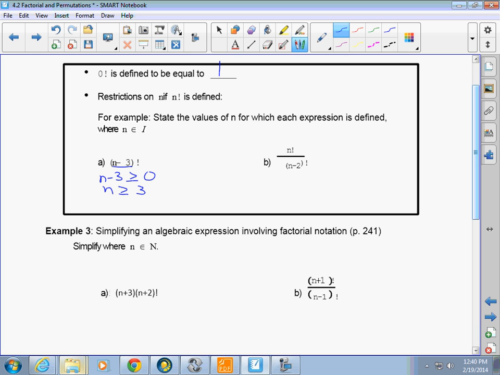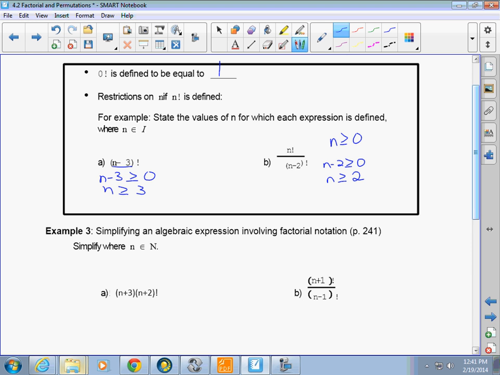So what about n factorial divided by n minus 2 factorial? So on the top here, I've got n is greater than or equal to 0, so that's going to work. On the bottom, n minus 2 greater than or equal to 0, so n has to be greater than or equal to 2. So what you need to do when you're in a situation like this, and this is where it's a little bit different than restrictions on rational expressions, is that you have to find the restriction for the top and the bottom.